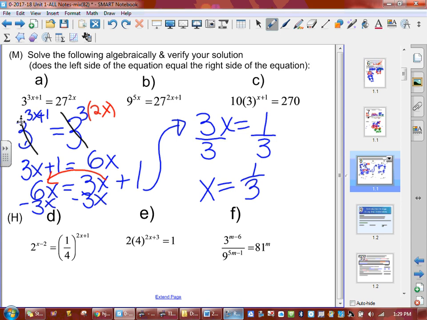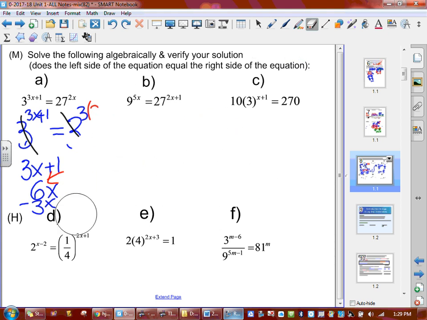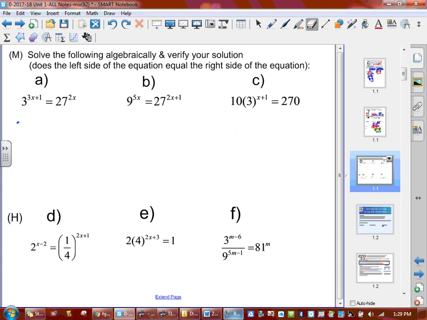Okay. These both go to base 3. 3 squared, 3 cubed. Now we're going to put the bracket of the exponent that's already there. So he's going to times by 5x. This guy's going to times by 2x plus 1. Now we drop our big bases again. Okay? The big bases are gone.